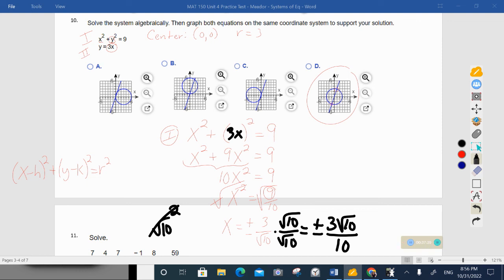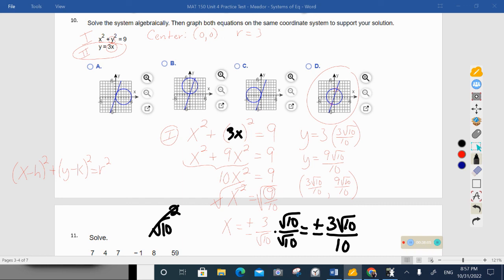How do you find the y values? Well, we have equation 2 back up here. y is equal to 3 times whatever x is. So y is going to be 3 times the positive 3 radical 10 over 10. That's going to be 3 times 3 is 9 radical 10 over 10. So when x is positive 3 radical 10 over 10, we have our y value. That's our first ordered pair: 3 radical 10 over 10, comma, 9 radical 10 over 10. That's the first point where they cross.